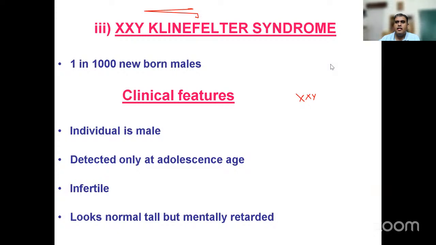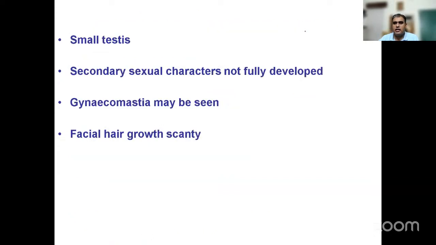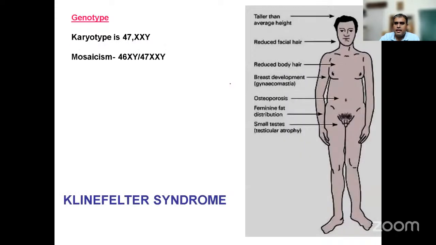Okay. Let us move to our discussion of Klinefelter. Clinically, the individual is a male, as I told, but it is detected not in early life but at an adolescent age. He is normally infertile and looks tall, but mentally retarded. Secondary sexual characteristics are not fully developed. Gynecomastia may be seen, small testes will be there, and facial hair growth is scanty. Very important features: small testes, tall boy, secondary sexual characters not well developed. Gynecomastia may be there, facial hair growth scanty. These are all the features over there.